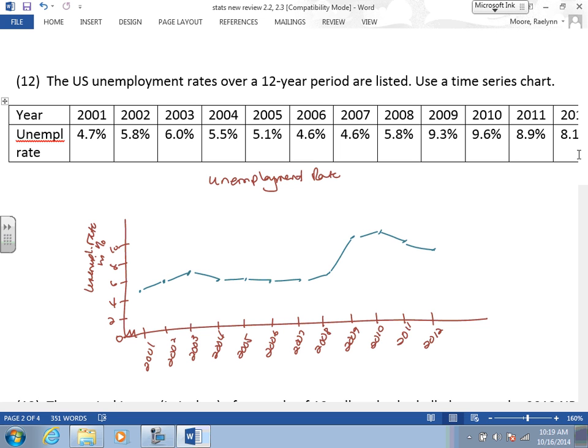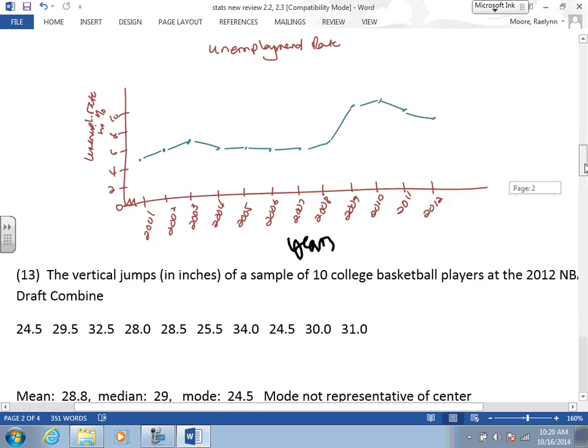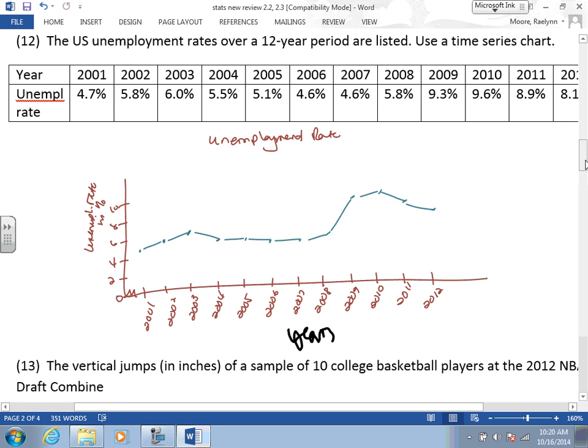Make sure you give it a title. Make sure that you say your labels, years. Good? Time series is almost as annoying as a dot plot. I mean, that was pretty simple. Yeah. Besides the fact that it's not all one line. It's connected. They're all segments. Keep them segments.